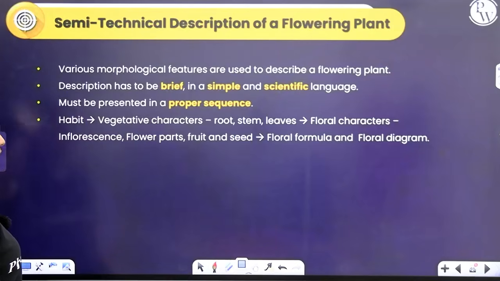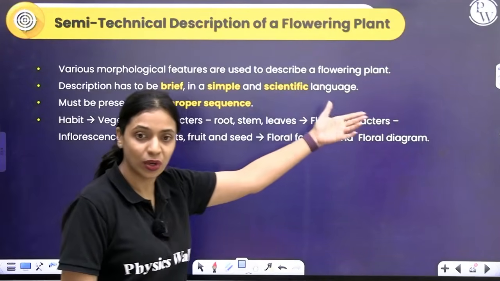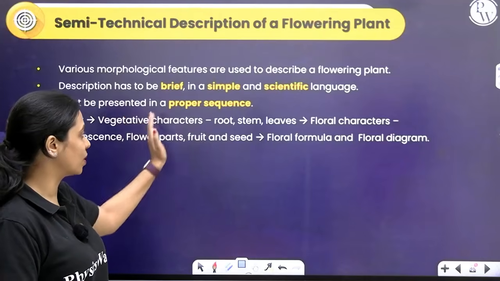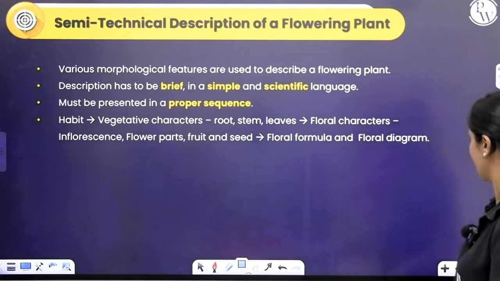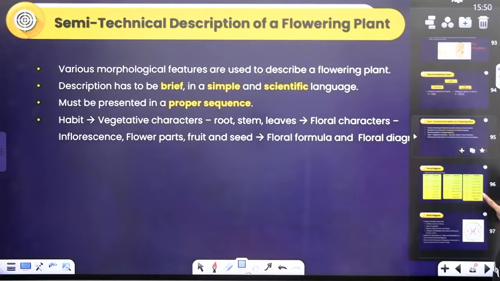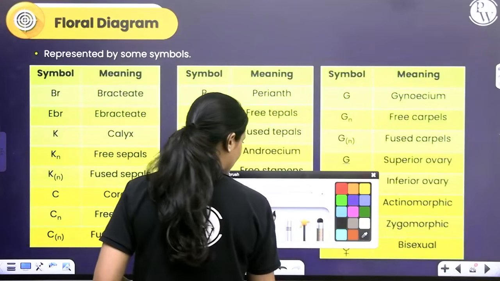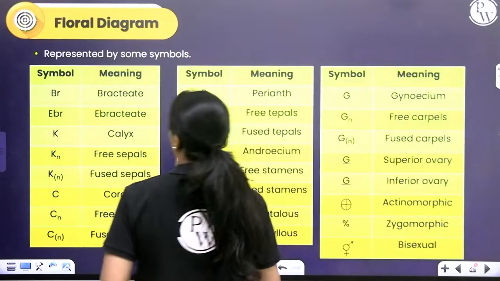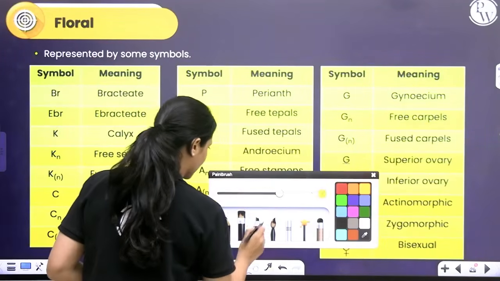So first it will be habit, then it will be vegetative characters like the root, stem, leaves, then floral characters, inflorescence, flower, fruit, seed, then floral formula and floral diagram, okay? Now what is a floral formula? This heading is wrong. This is not floral diagram. This is floral formula. Okay.